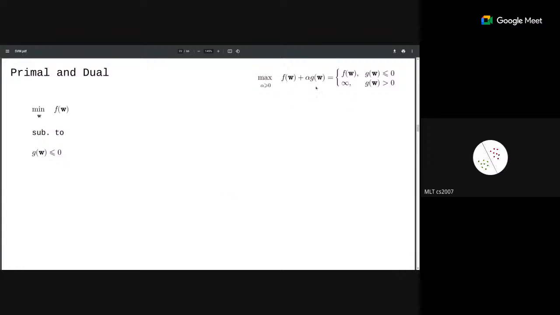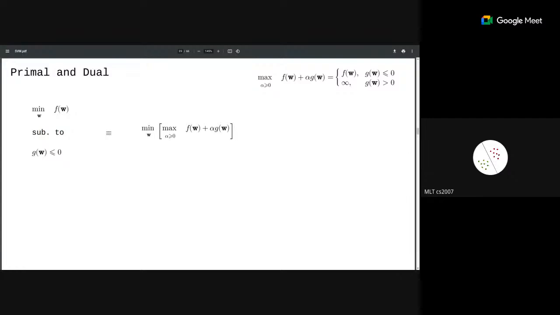I hope you all agree that you can write this problem like this. So you can bring in the Lagrangian and you can maximize over alpha greater than or equal to 0, and you will end up with the same problem. If the constraints are satisfied, then this whole thing will be minimizing f of w. If not, it will be infinity, right? I'm just repeating what is there in the lectures. So you can turn this therefore into a min-max problem.